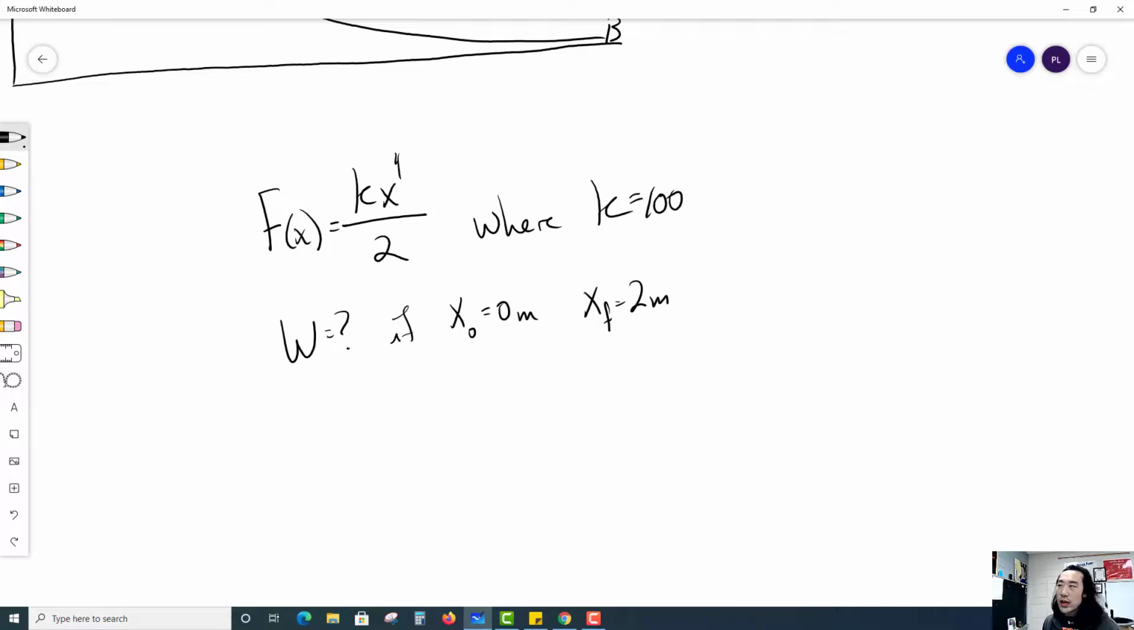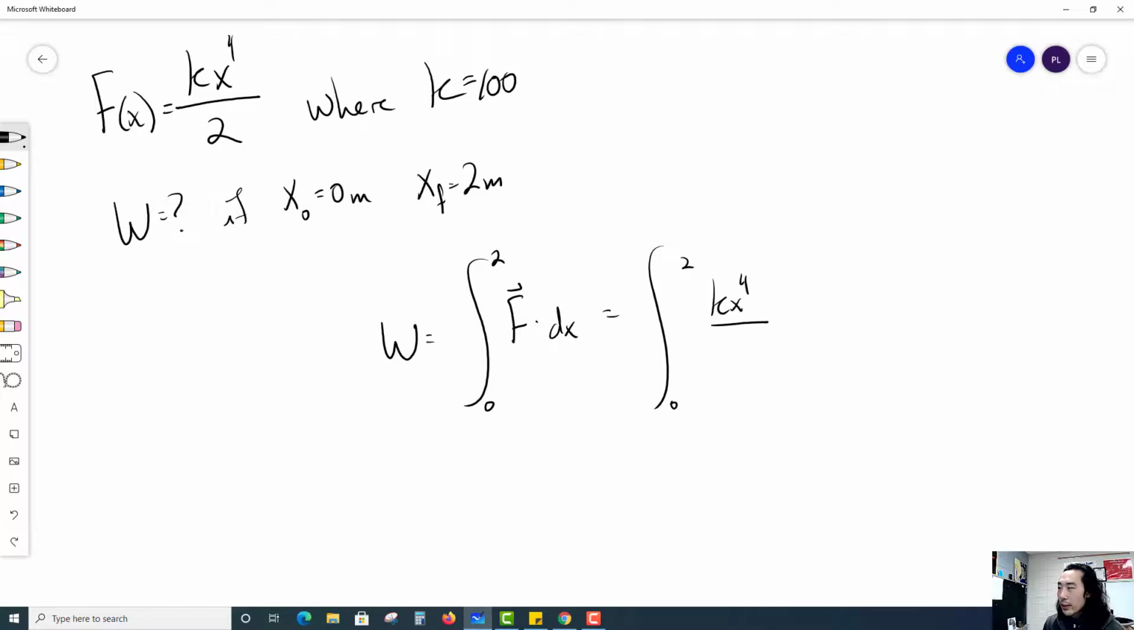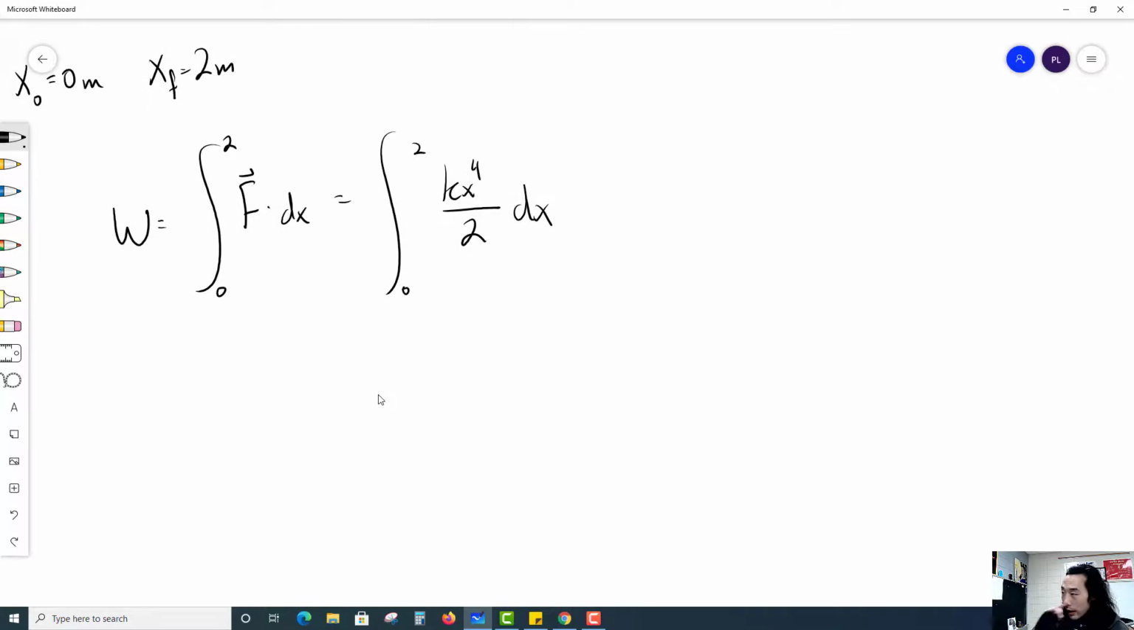So depending on the location of the object, a different force is happening. From here we can figure out the work based on the newly found equation. So let's set that up. We know that work is equal to the integral of F dot dx, because x is the changing variable, where our initial position is 0 and our final position is 2. So we can rewrite this as the integral from 0 to 2 of kx to the fourth divided by 2 dx. So this is the setup.